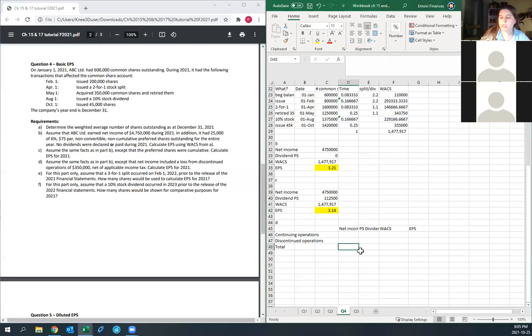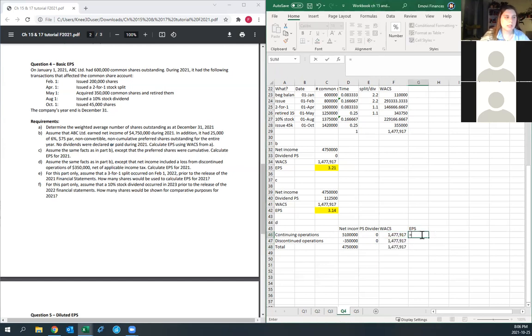So your total net income was 4.75 million. It doesn't change. It included a loss of $350,000 from discontinued operation. And then you need to find what is my income from continuing operation. So it's going to be your 4.75 million plus your loss. So your net income is 5.1 million. There's no preferred shares dividends because we're looking at B and they were non-cumulative. And then your weighted average of common shares is the same as earlier.